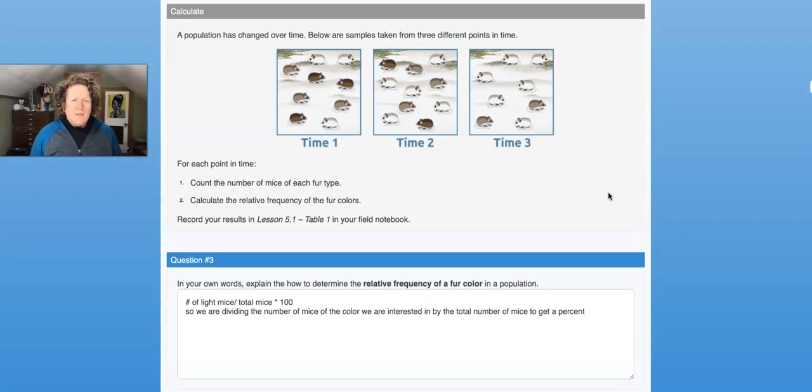A population has changed over time. Below are samples taken from 3 different points in time. Here's time 1, time 2, and time 3. For each point in time, count the number of mice with each fur type and calculate the relative frequencies of the fur colors. We're going to record our results in lesson 5.1, table 1 of your field notebook.